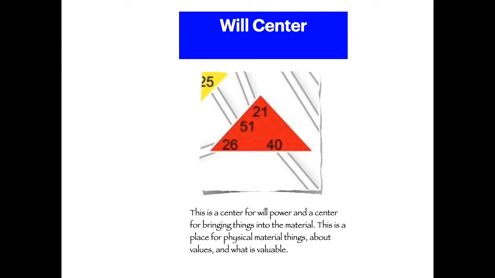So the thing about the Will center is it is really connected to abundance. It is connected to bringing in money. It's connected to how we bring in money. And it is about material items. And there are a lot of materialistic aspects of it because it's all about bringing the resources to the tribe.